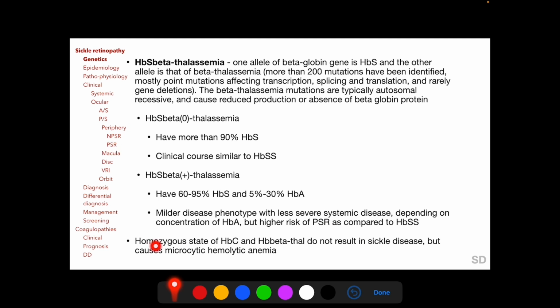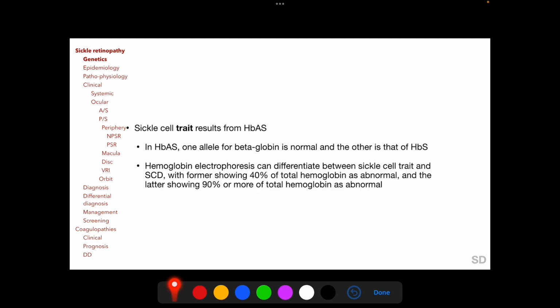And of course, homozygous state of either the HBC allele or the beta thalassemia allele does not result in sickle cell disease. In contrast to sickle cell disease, in which both alleles for beta globin protein are abnormal, in sickle cell trait, one allele for beta globin protein is normal, but the other allele is that of hemoglobin S. Hemoglobin electrophoresis can differentiate between sickle cell trait and sickle cell disease, with 40% of total hemoglobin being abnormal in sickle cell trait and 90% or more of total hemoglobin being abnormal in sickle cell disease.